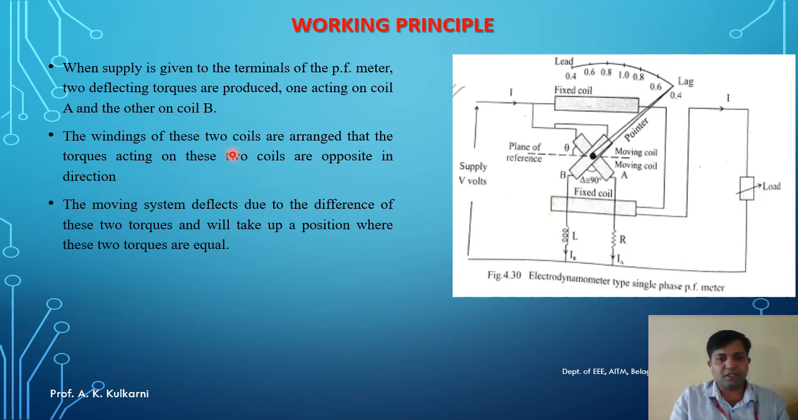The moving system deflects due to the difference in these two torques and will take the position where these two torques are equal. So they will try to deflect till they become equal to each other. During that time, what will happen? The pointer will stop at that particular value. So this indicates the power factor of that particular supply.